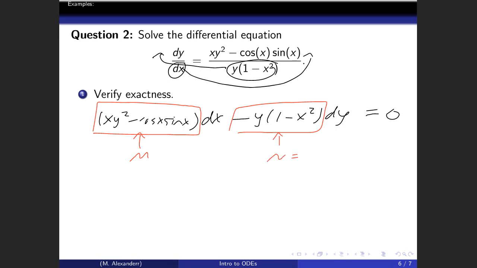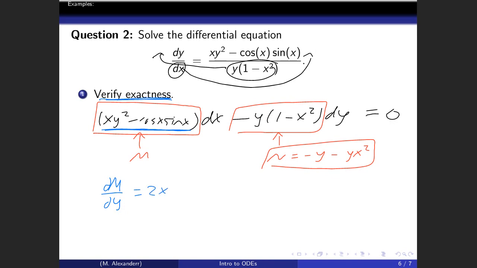And I'm going to rewrite the N formula distributing the negative, so negative y minus yx squared. Okay, we're going to need that later on. Now that we have identified the M and the N, we verify the exactness. So how do you verify the exactness? We differentiate the M formula with respect to the y variable. What do you get? Then we get 2xy, that's it. So that's the derivative of M with respect to the y variable.